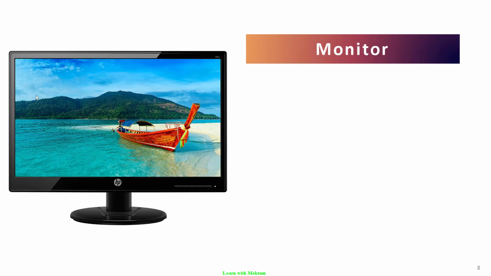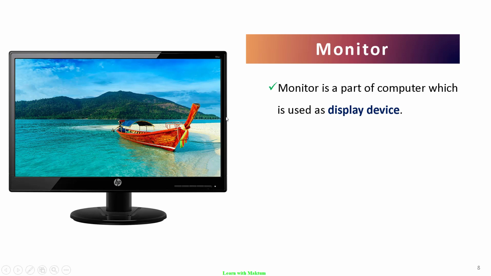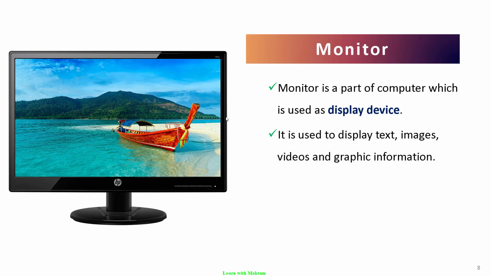So starting with monitor, you can see this monitor now. Yes, you can see the graphical content inside it. So what is a monitor? Monitor is a part of computer which is used as a display device. It is used to display text, images, videos or any graphic information. It is used as what? It is used as a display device.